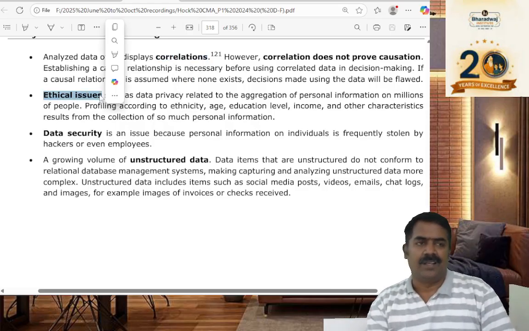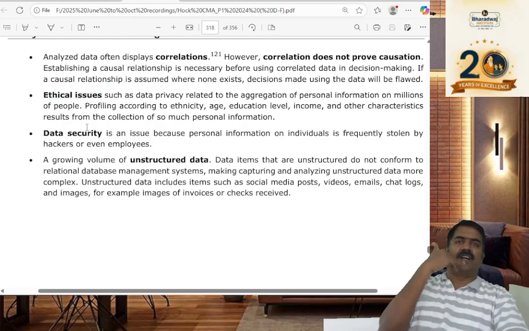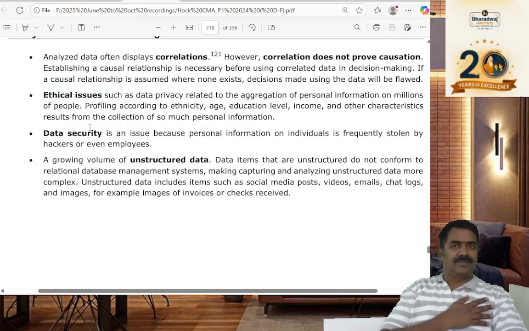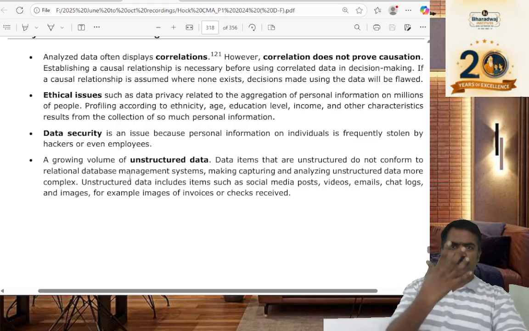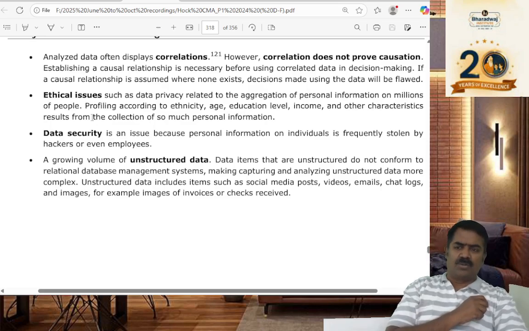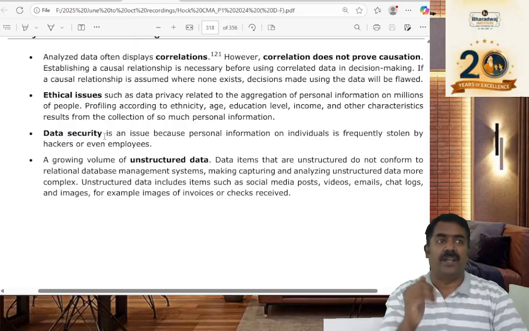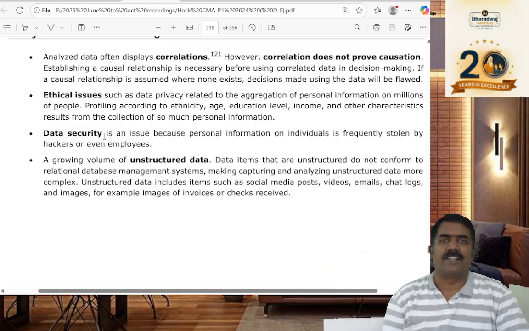What is the next one? Ethical issues. The main complaint when you send marketing information is they call and ask, how did you get my data? Private, phone number, privacy. How do you enter into my privacy? Gmail is my privacy. How do you enter into my Gmail and communicate this information to me? So ethical issues come. Data security. For example, if I get your data from IMA, then you'll ask, how can you supply data to Bharadwaj Institute? They are sending marketing information like that.